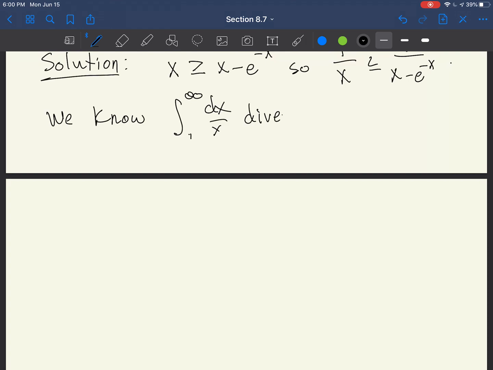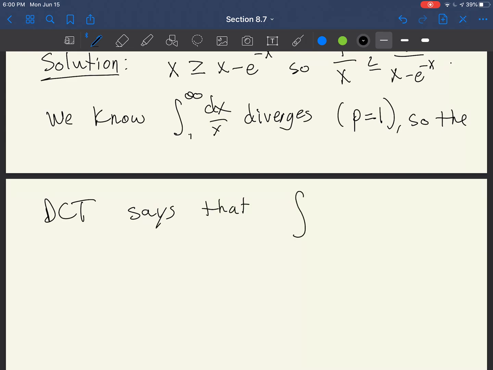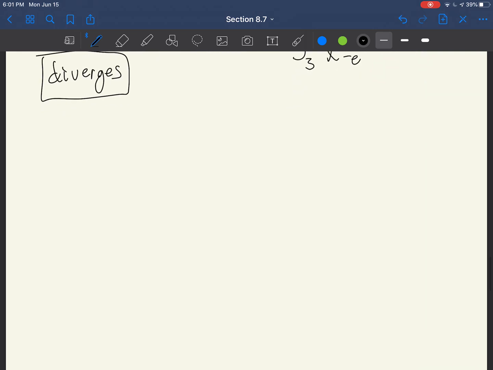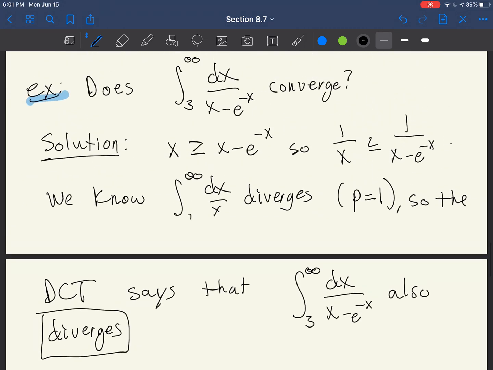We know that the integral from 1 to infinity of dx over x diverges. Here, this is p equals 1, the special example. So the direct comparison test says that the integral that we are interested in, 3 to infinity of dx over x minus e to the negative x, also diverges. Okay, we're almost done.